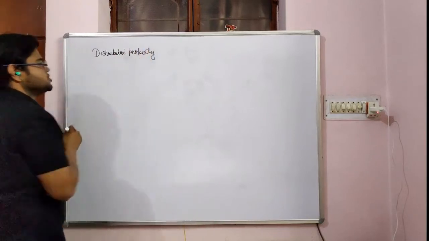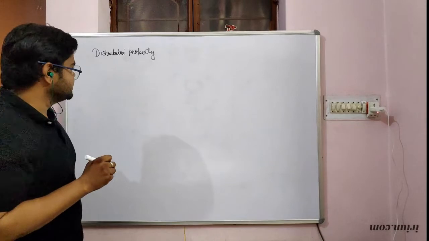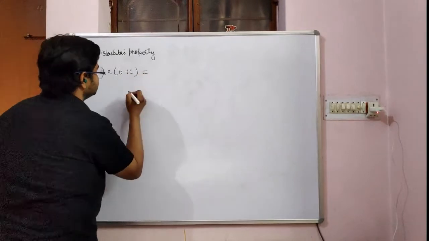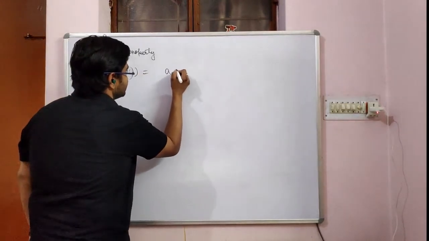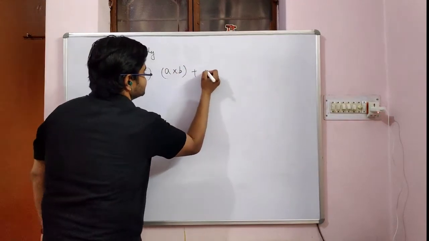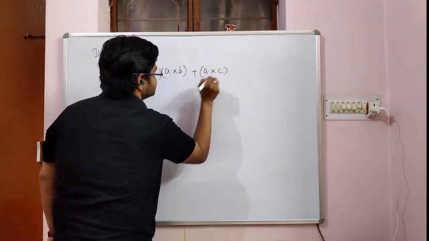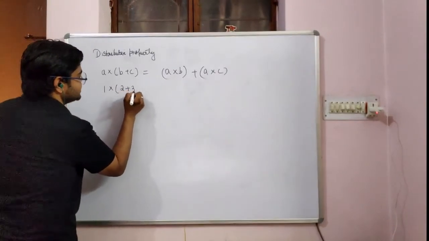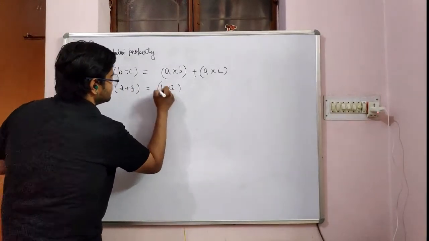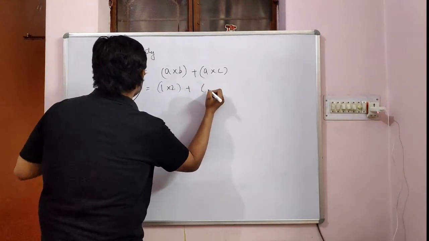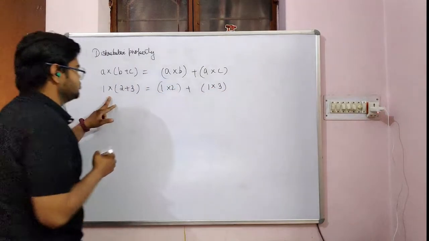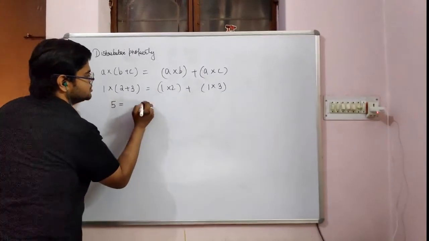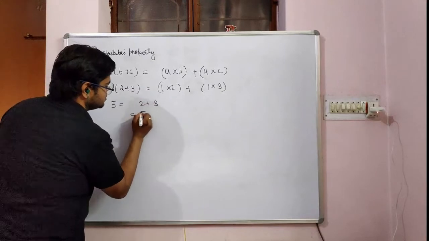And distributive property for multiplication of integers is like A into B plus C. That means A into B plus A into C. Okay, so if we have 1 into 2 plus 3 equals 1 into 2 plus 1 into 3. So what will be the result here? 3 plus 2, 5, and 5 into 1, 5. Here 1 into 2, 2 plus 3 into 1, 3. The result is also 5.